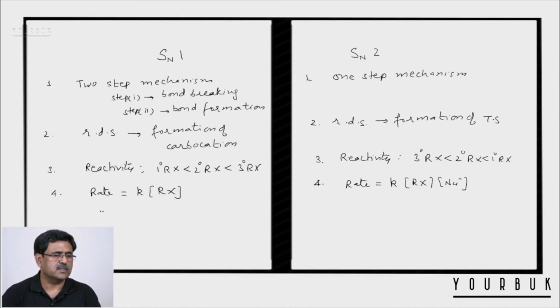And the fifth point is that in SN1 reaction, the carbocation is stabilized by polar solvent. So SN1 reaction is favored by polar solvents, and SN2 reaction is favored by non-polar solvents.